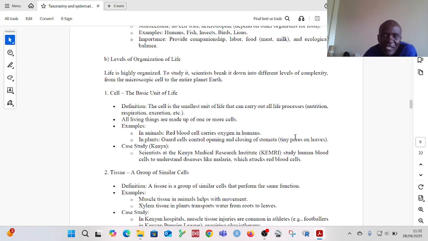So all living things are made up of either one cell, if you are talking of a unicellular organism, or more cells, if you are talking of a multicellular organism. Above a cell, you have various cells that are grouped together, that are similar and end up performing the same function. We call that a tissue. So higher than a cell, you find a tissue, which is a group of similar cells performing the same function.